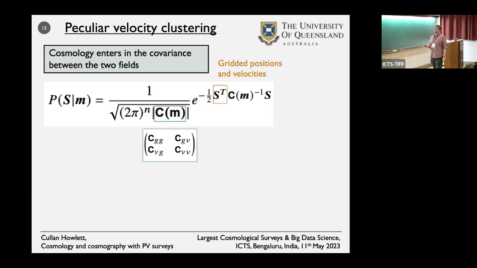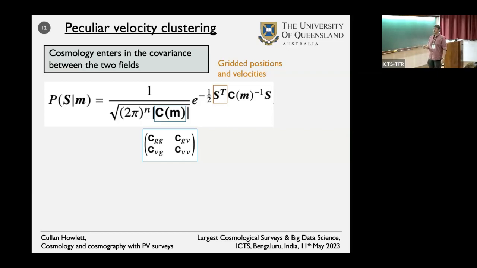This covariance matrix actually has four terms. It's got basically the correlations between two points in the density grid, correlation between two points in the velocity grid, and the correlations between a point in the density grid and a point in the velocity grid. Okay? And so you could do this with just redshift space distortions, in which case you'd only have the C_GG term. You can do it with just the velocities. You only have the covariance of the velocities. But if you do all four, you find that you can get better constraints. And in particular, you can overcome the cosmic variance limit.